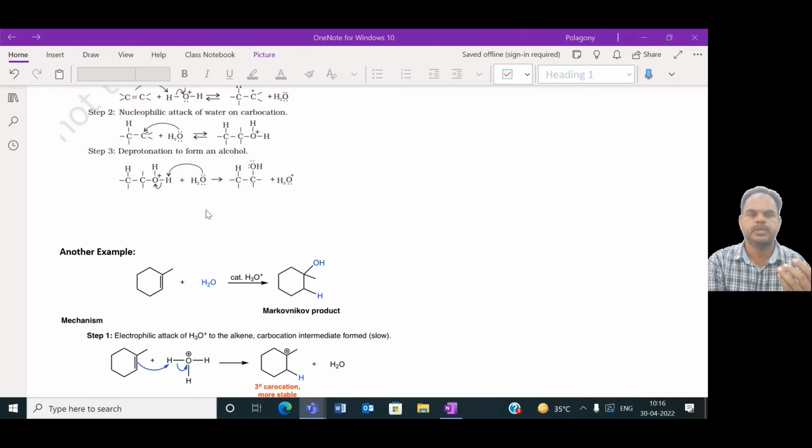This proton is taken by the bisulfate, which is released from the acid, and the alcohol is formed. The bisulfate takes this proton to form H2SO4, the sulfuric acid. The acid is reproduced again here.